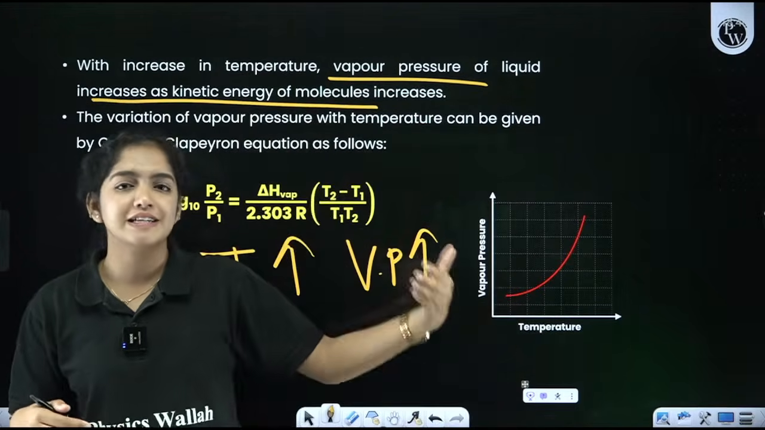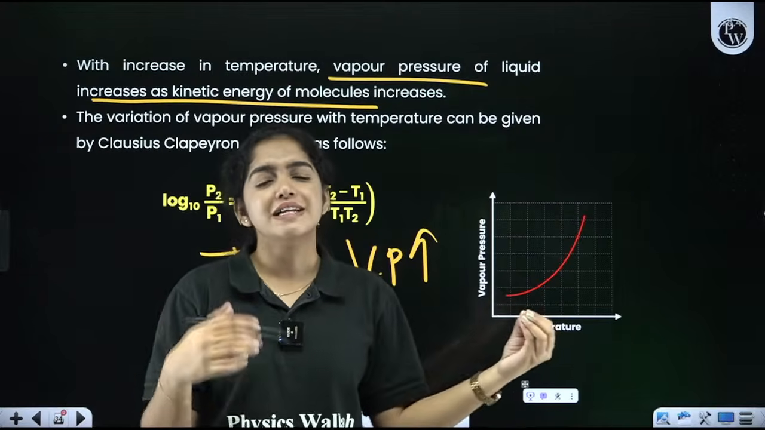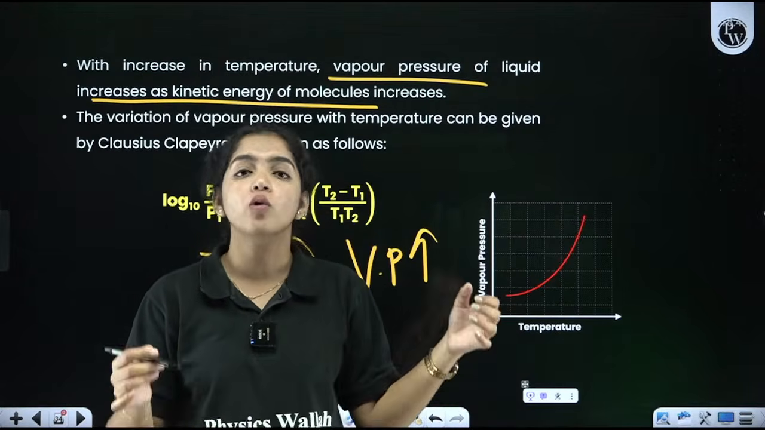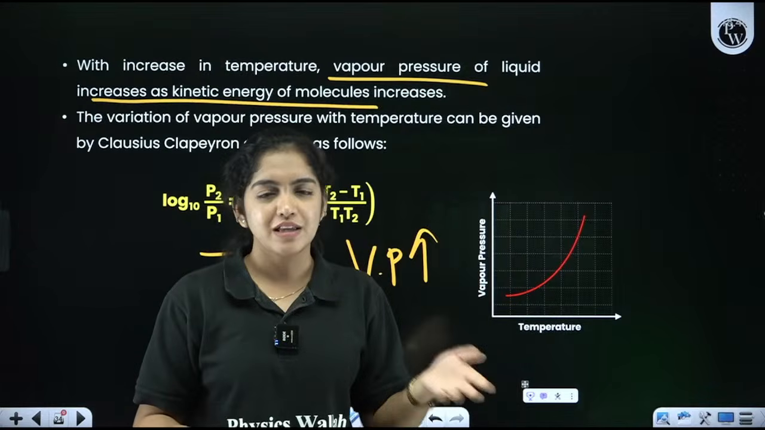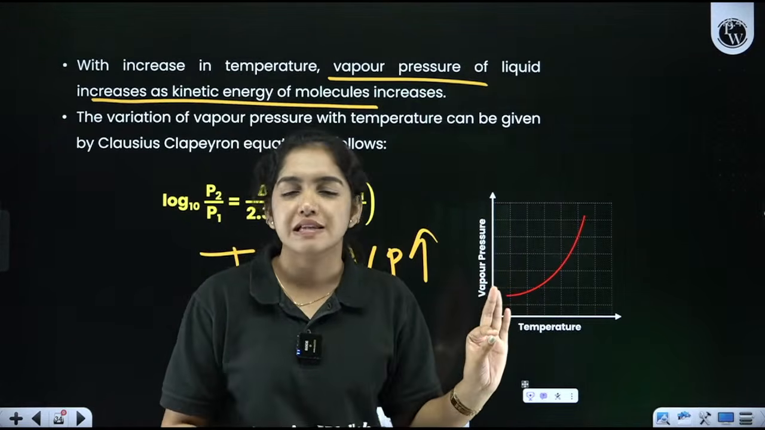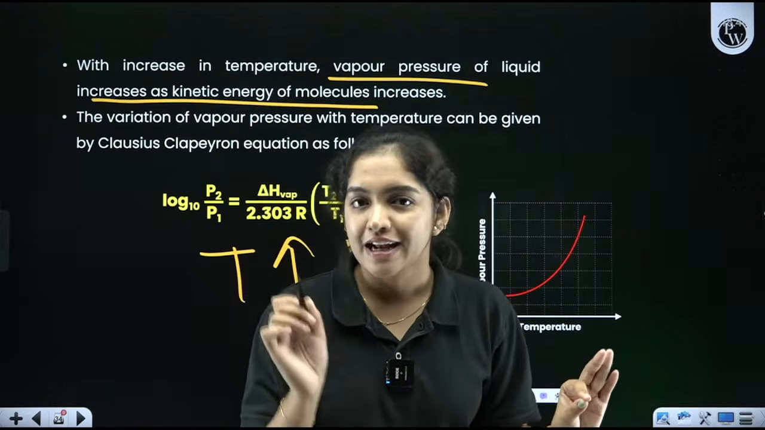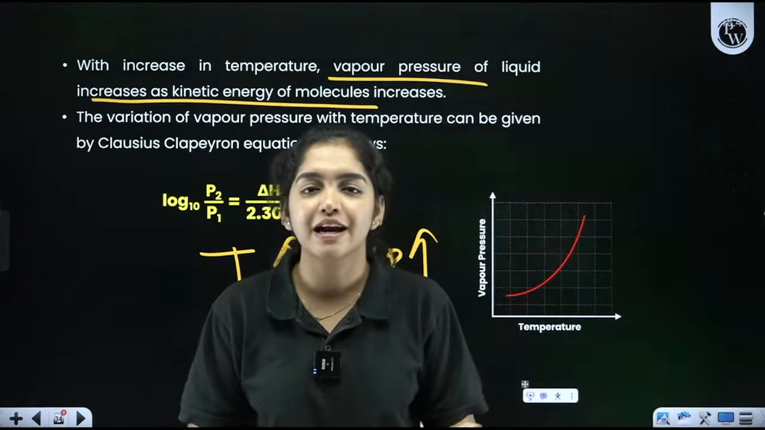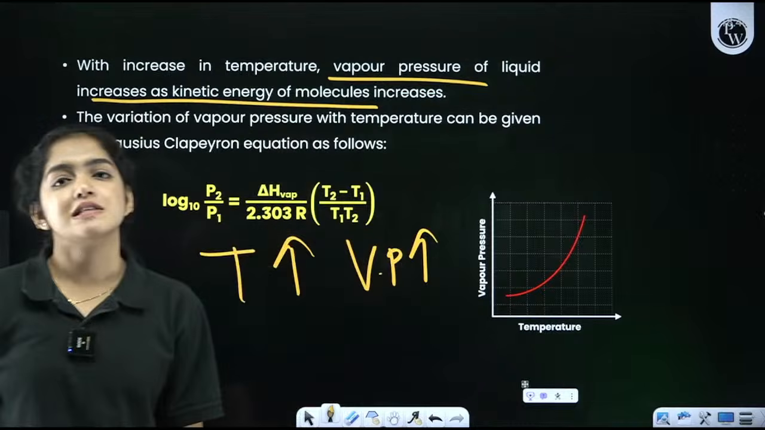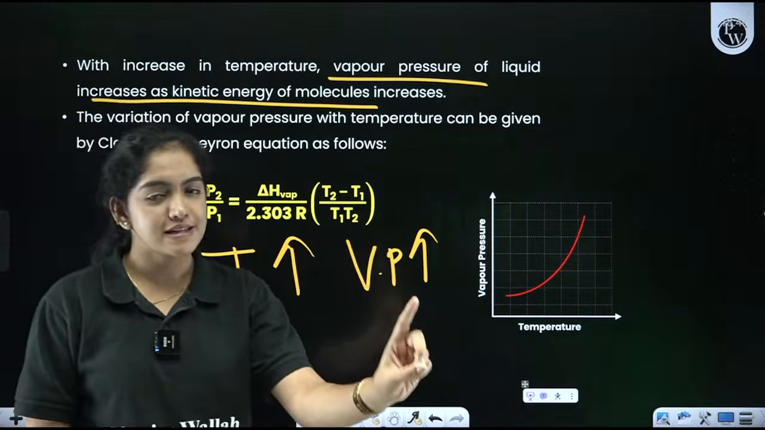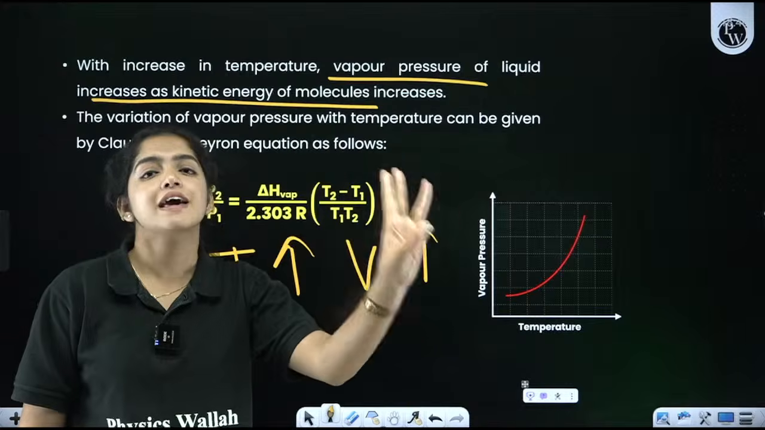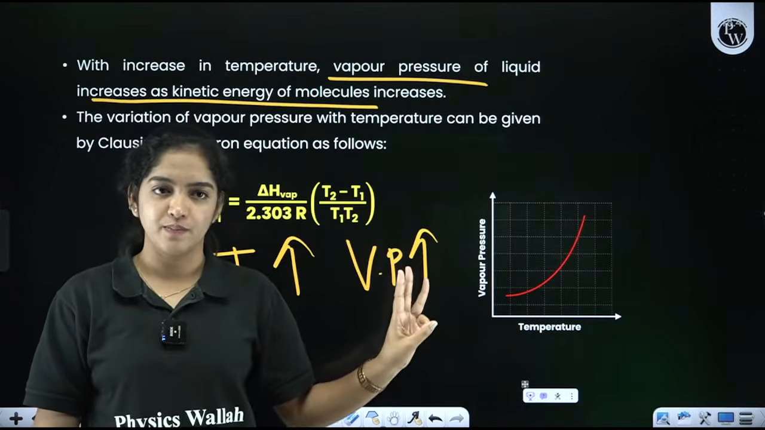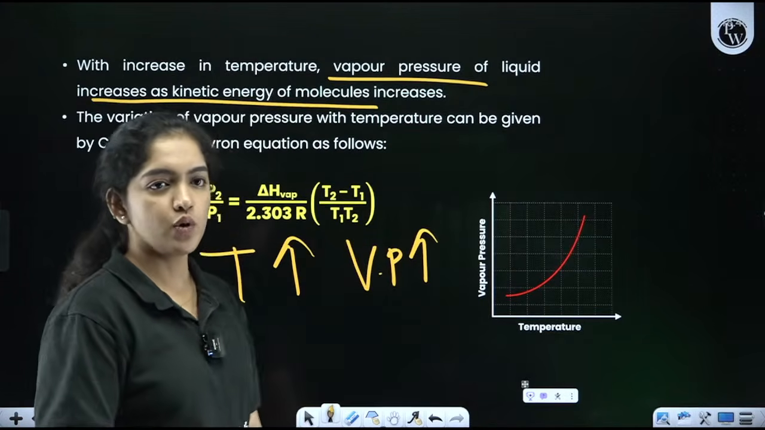So when we are heating the water or heating the liquid, when temperature increases, what happens? The molecules will start to move fast. When they move fast, their kinetic energy, the energy due to motion, also what? Increases. Kinetic energy increases. So their vapor pressure also increases. Got the relation? Temperature increases, vapor pressure increases, kinetic energy increases. Three things we learned here. Clear? Okay.